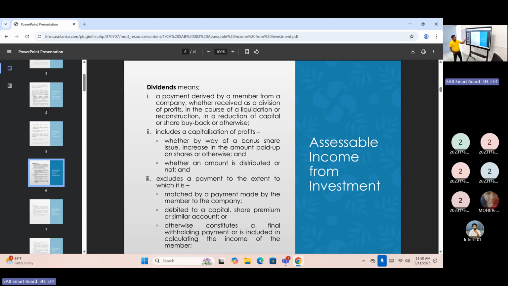Right. But from the tax point of view, bonus shares should be considered as dividend. Amount paid up shares or otherwise, and whether the amount is distributed or not. Exclude a payment to the extent to which it is matched by a payment made by the members to the company. Any payment.